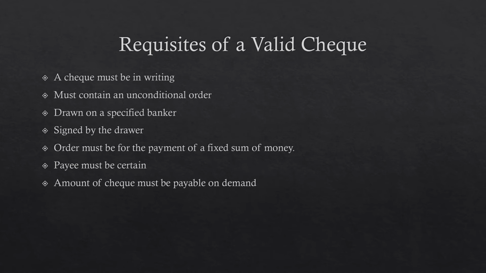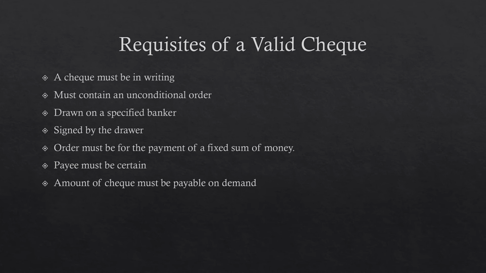Third point, it must be drawn on a specified banker. This means that the drawer should draw a check from the bank where he has an account, and this has to be signed by the drawer too. The check will only become valid when it carries the signature of the account holder, that means the drawer. And the order must be for the payment of a fixed sum of money. Usually a check is an order for the payment of legal tender money, isn't it? On the other hand, if it is an order to give anything other than money, it cannot be treated as a check.